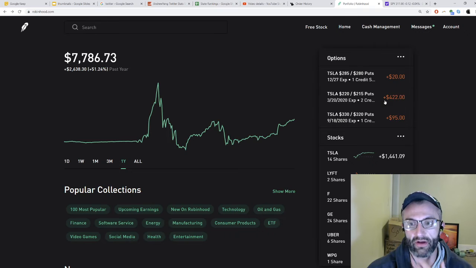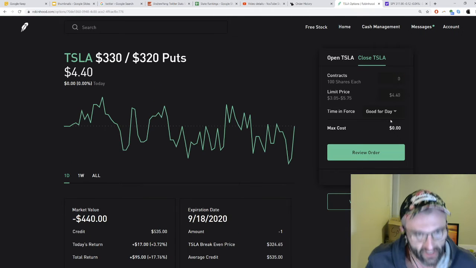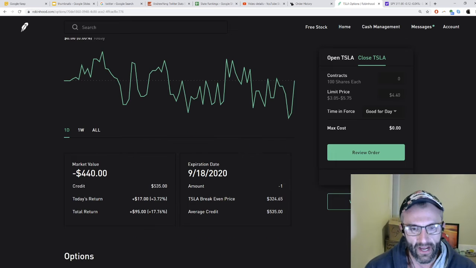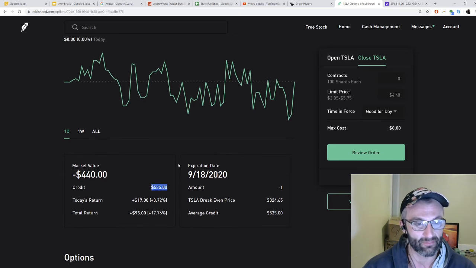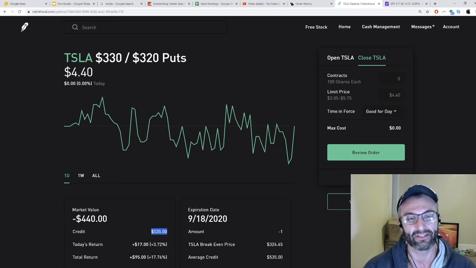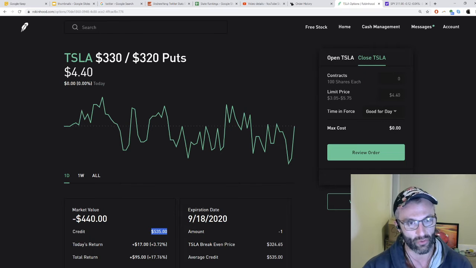So now let's move on to this position, and then we'll go to the big position. This is also one contract. Again, it's a put credit spread. And the credit is a stupid amount of credit, right? So I have a spread on here. This is a $10 spread from 330 to 320.